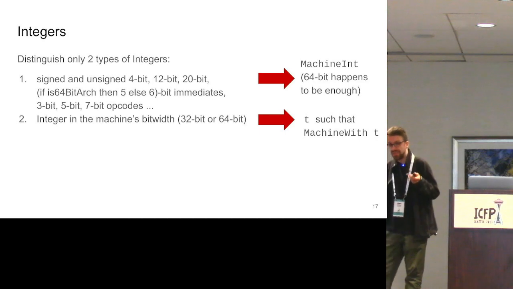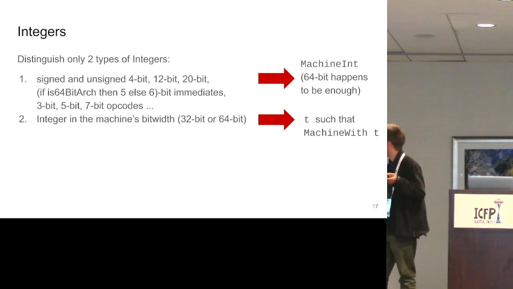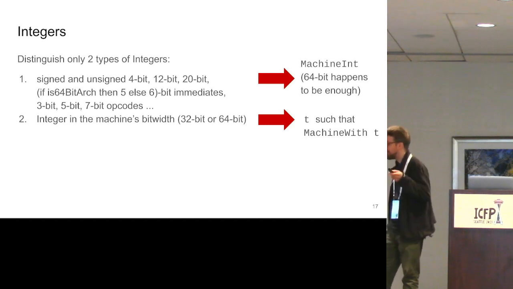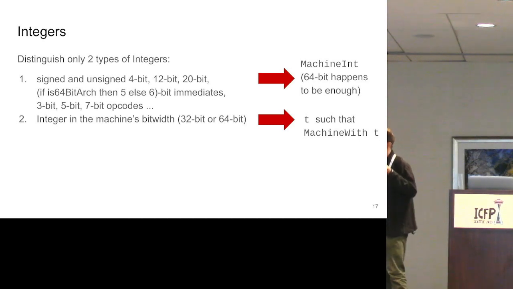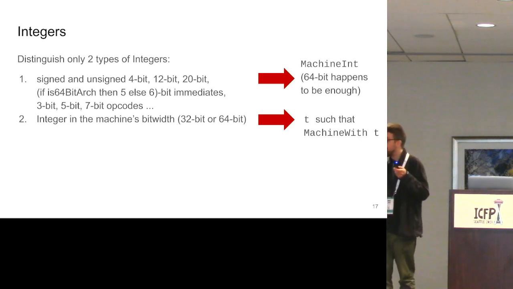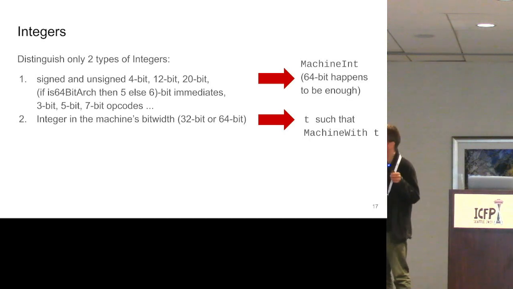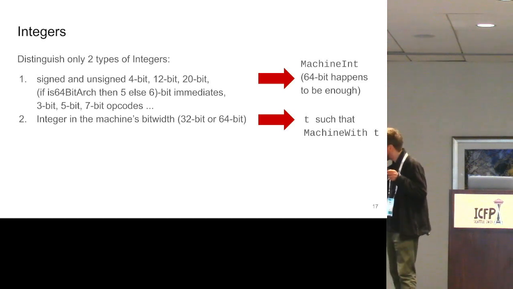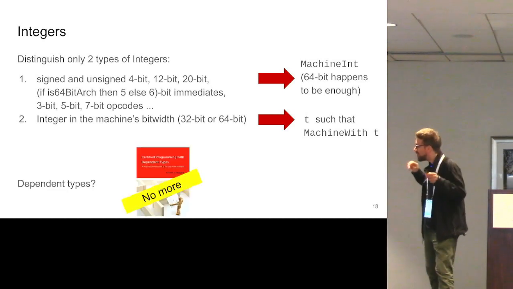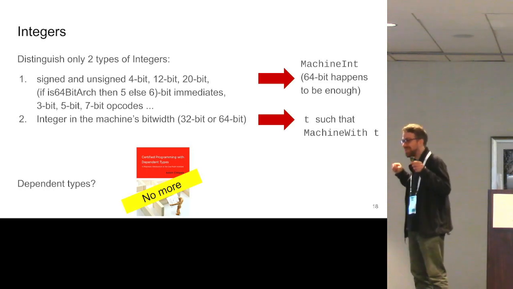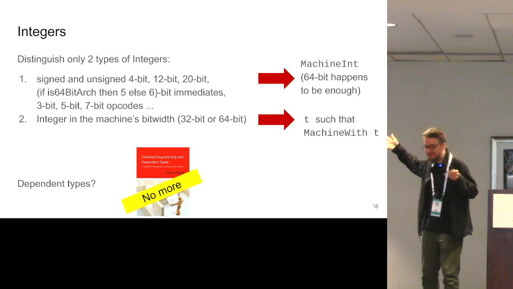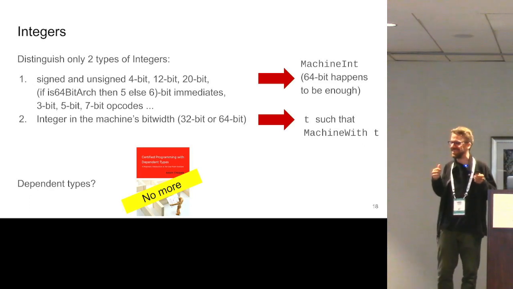And for efficiently simulating, this will be very convenient. For the second kind, we use this T that appears in the type class. This is in contrast to other approaches which say you have to use dependent types to track exactly the bit width of each integer. We chose not to do this, I think, actually because one of our co-authors wrote this whole book about how to use dependent types in Coq.